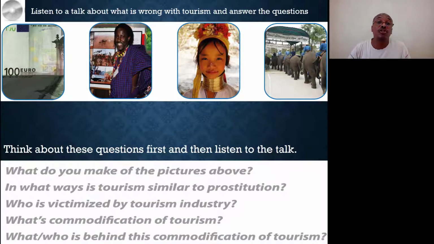Now, our interesting talk about what's wrong with tourism. Well, you will listen to this talk and then answer the questions. But before you listen, think about these questions first, okay? What do you make of the pictures above? Just take a good look at the pictures. Pictures tell a lot of stories. And in what ways is tourism similar to prostitution? Right? What an analogy. Who is victimized by the tourism industry? What's commodification of tourism? And what or who is behind this commodification of tourism? So think about these questions and then listen carefully to find the answers.